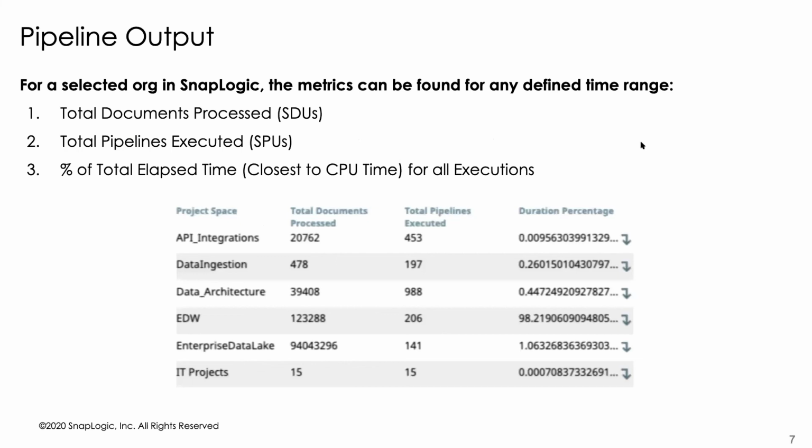For a selected org in SnapLogic, the metrics can be found for any defined time range. So typically, organizations would run this pipeline once every month, so that they can pull out monthly utilization across their different departments. As I mentioned earlier, it throws out information around the total number of documents processed, the total pipelines executed, and the percentage of total elapsed time, which is closest to the CPU time for all the executions.